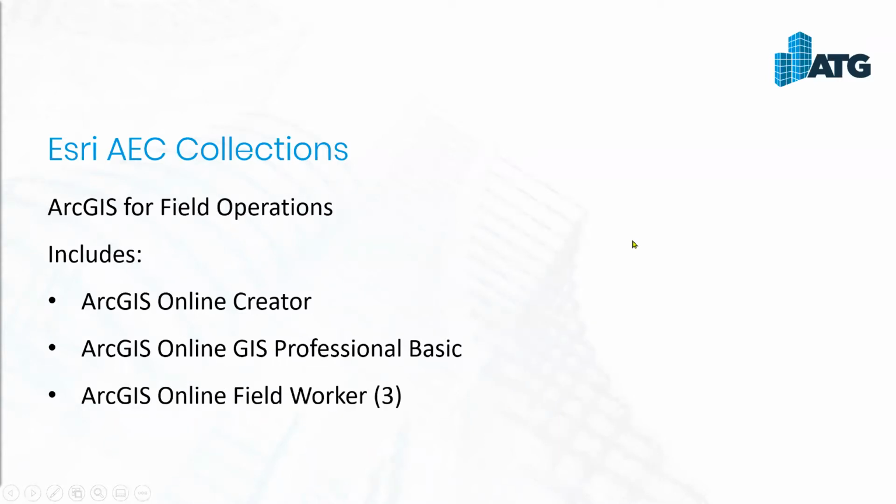Next up is the ArcGIS for field operations. This also gives you the Creator and the GIS Basic, but it gives you 3 field worker types. So if you're using the ArcGIS Collector, a very fantastic tool, we've done webinars on that feature on its own in the past. This is going to give you 3 online field workers, and those field workers will then be able to go out and use that Collector app to populate that online map with data.